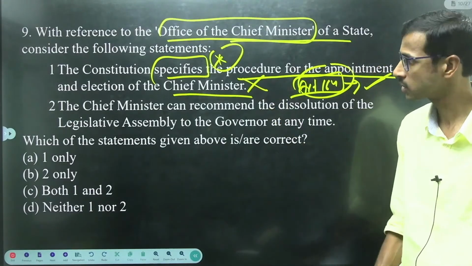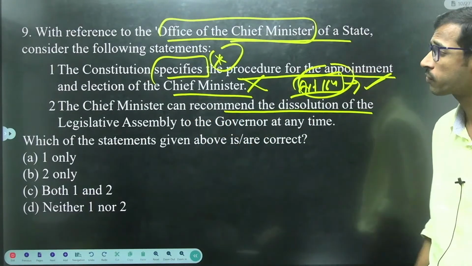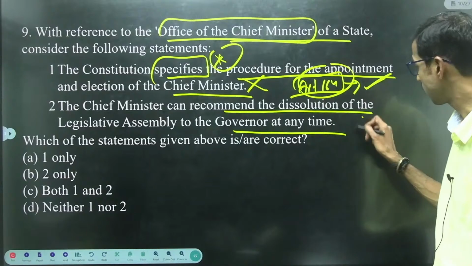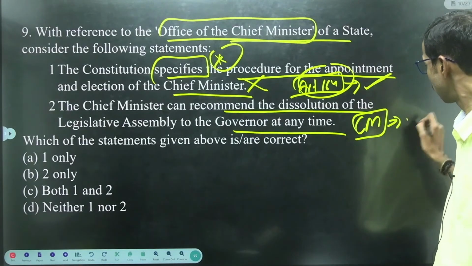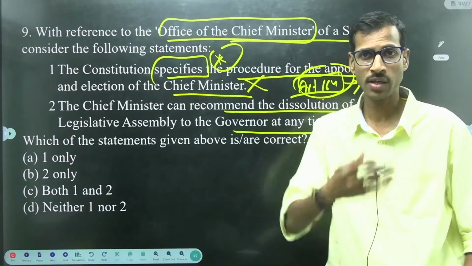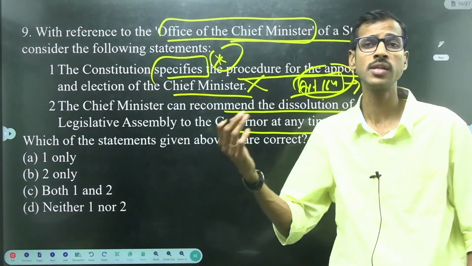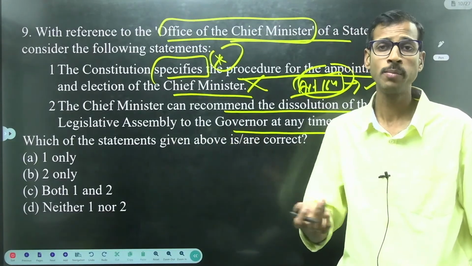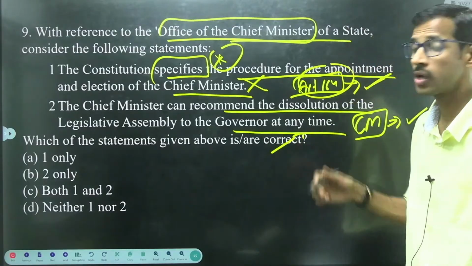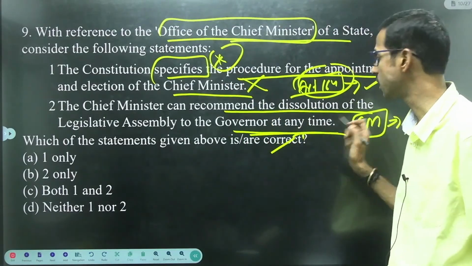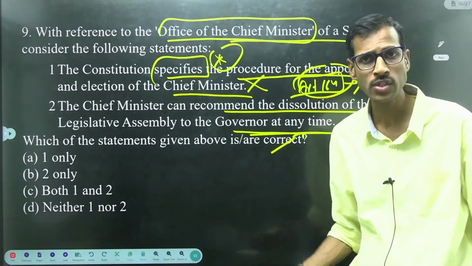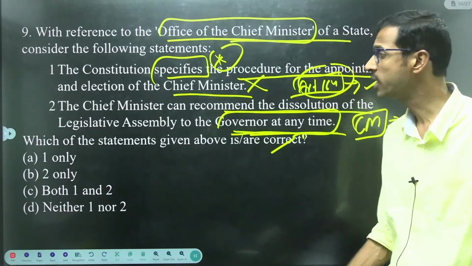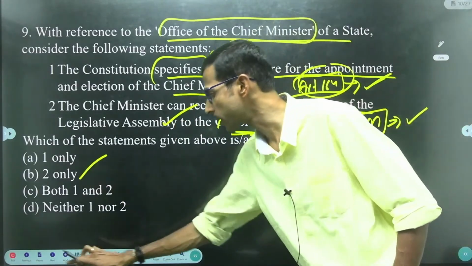This is not correct. The Chief Minister can recommend the dissolution of the Legislative Assembly to the Governor at any time. Why? Because here the CM is the head of the Council of Ministers, like the PM. At the central level, the PM is the head of the Council of Ministers. On the advice of the Prime Minister, the President can dissolve the Lok Sabha. Likewise here also, they can dissolve the legislative assembly on the Chief Minister's recommendation to the Governor, right? So this statement is correct, only 2 is correct.